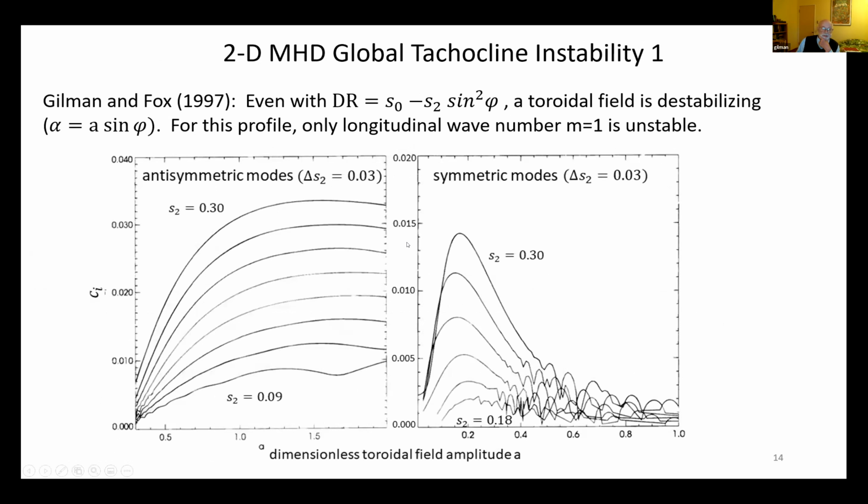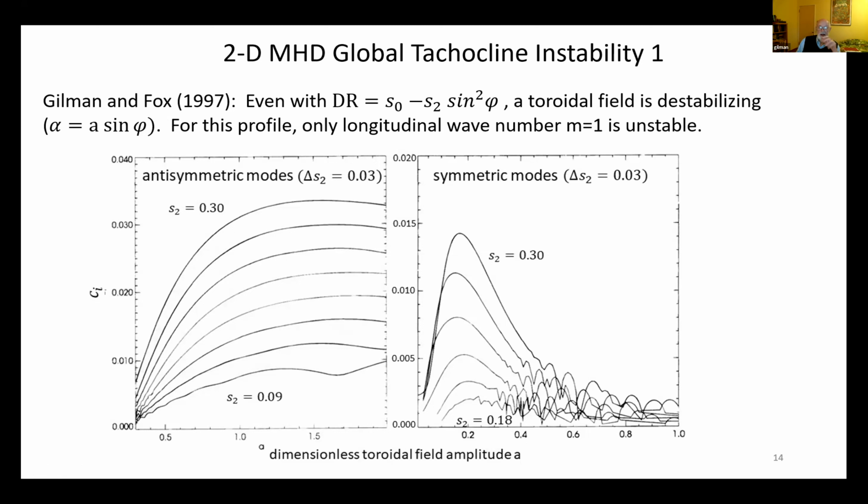Now, this is the first time we added toroidal fields to the differential rotation: Gilman and Fox, 1997. We used the old sine square profile, and it doesn't really matter in this case because as soon as you add a toroidal field, you get instability for much lower differential rotations. These are two plots of the growth rates. A growth rate of 0.01, by the way, has an e-folding growth time of about a year. So you can see you can get down to very low differential rotations here.